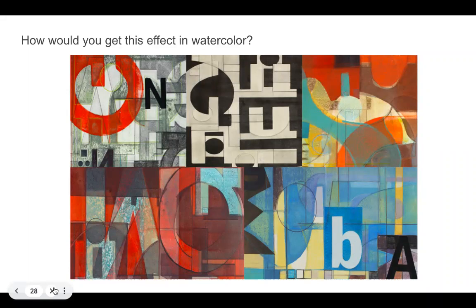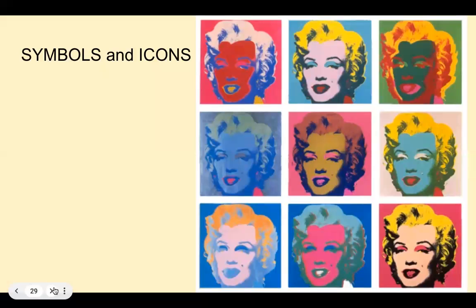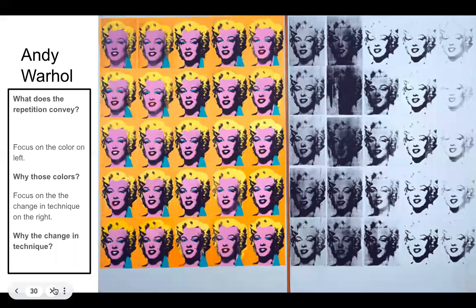So what we want to think about is when we're repeating the imagery, how can we get different effects using our watercolor? Right? And then lastly, we have symbols and icons. A really good example of this is Andy Warhol. And he did use a stencil method to do this Marilyn Monroe image. And so he was really thoughtful about what colors to use. If we look at this diptych of Marilyn, notice how bright and garish the color is here, and then how it's reduced to black and white.